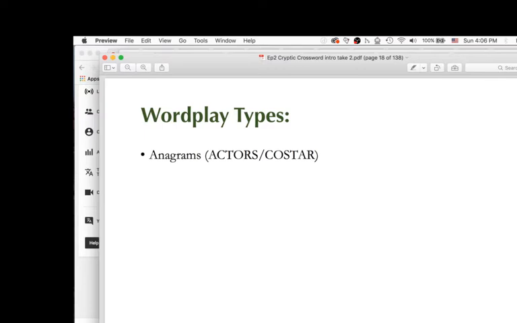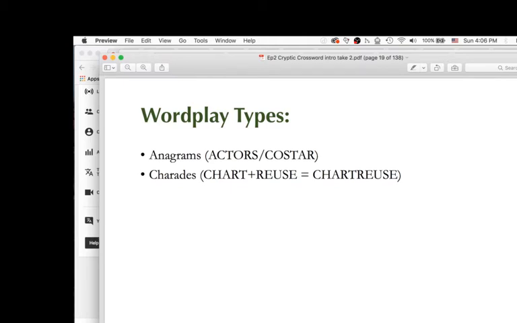So common ones in cryptic crosswords include anagrams, such as actors to co-star. Each of these wordplay types usually has some sort of indicator to hint at the sort of wordplay that is going on, and we'll get to that later.